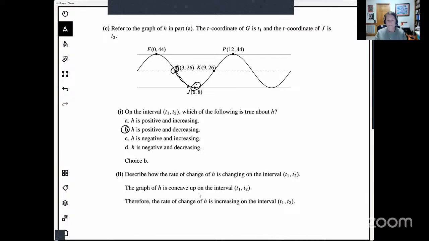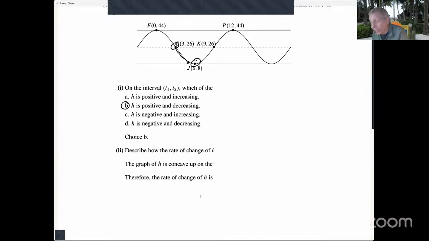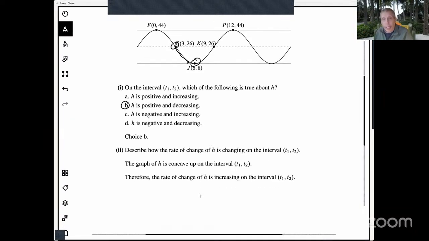Yes. And another possible question here is describe how the rate of change of H is changing. And that always sounds kind of funny to me, but how is the rate of change of the rate of change of H changing on that interval? Well, I believe the way that they would like students to answer this question is to examine the concavity. The graph of H is concave up on that interval, and that's a signal that automatically tells us that the rate of change of H is increasing on that interval T1 to T2.